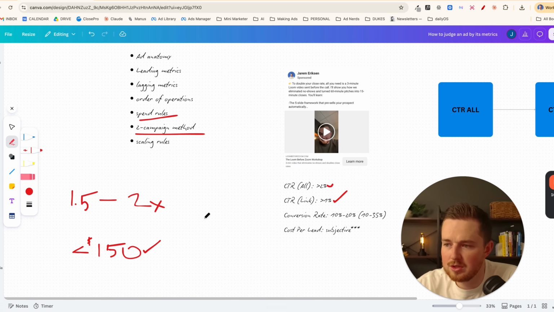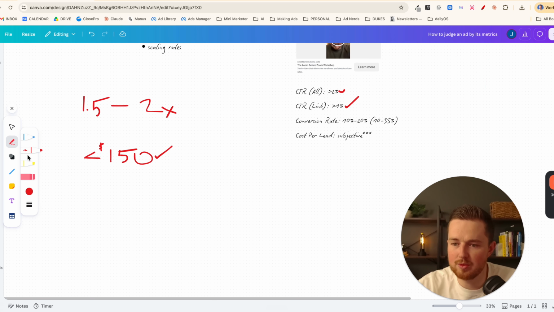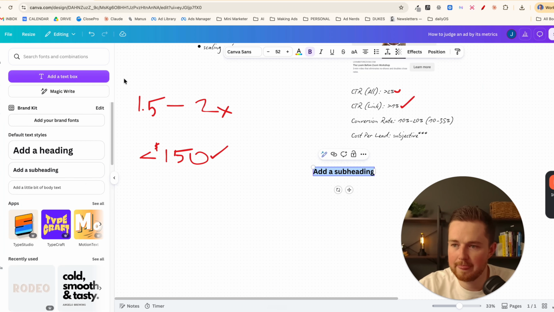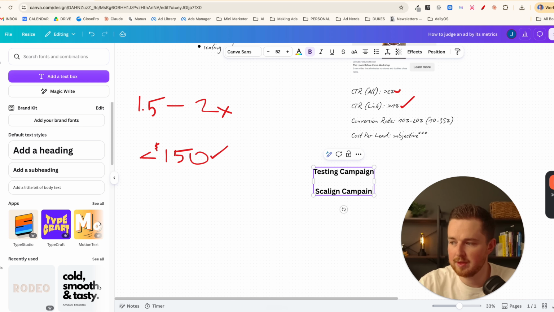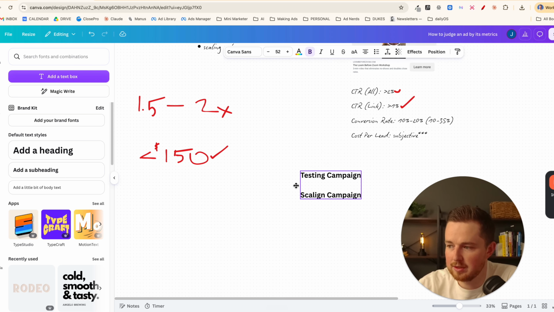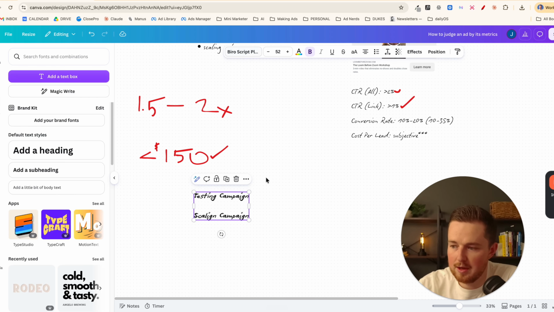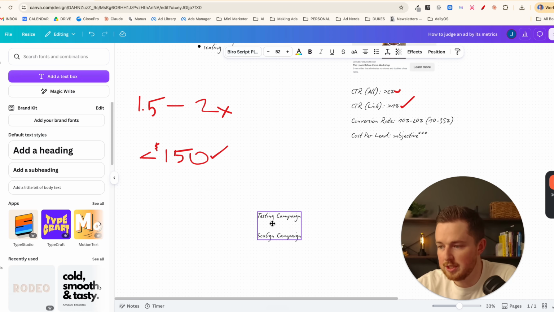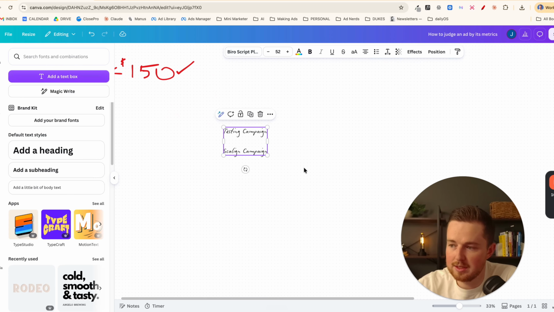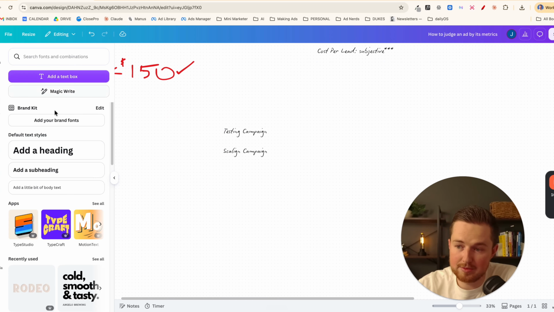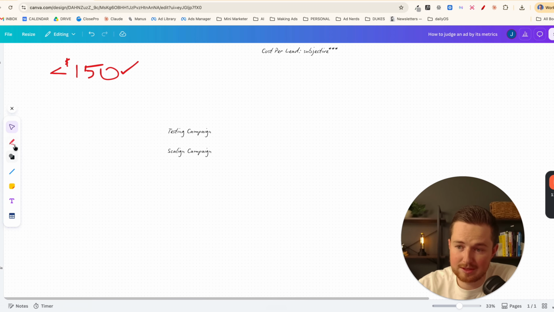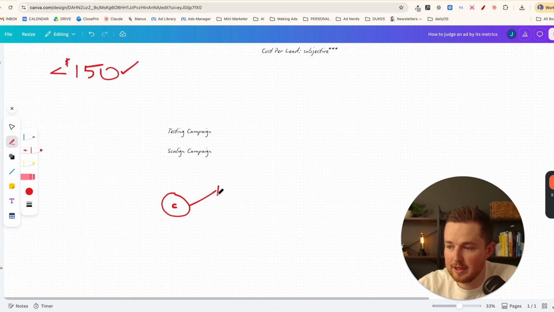Okay. So the 2-campaign method is essentially where we have a testing campaign and we've got a scaling campaign. And I'll jump into my ad account here in just a sec and show you what this looks like. But essentially, the testing campaign is an ABO, ad set budget optimization. Sorry, I can't multitask. Got to get back to my pen here. So let's say we've got our campaign, and then we've got an ad set.